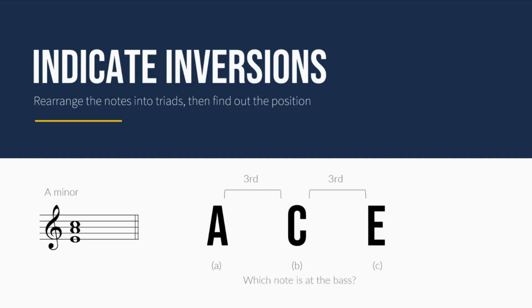The next question is, which note is at the base? The answer is the E note, the fifth of the chord. This tells us that the chord is written in the second inversion, therefore we label it as chord 1C.